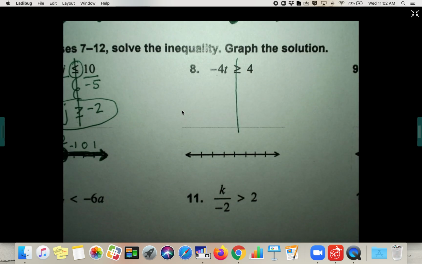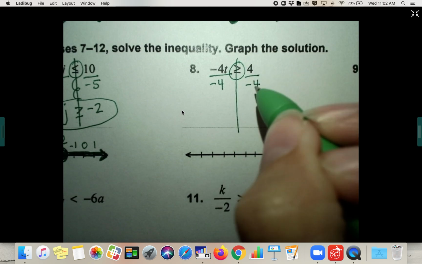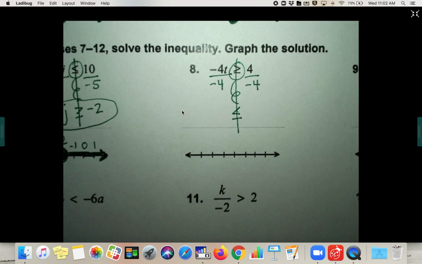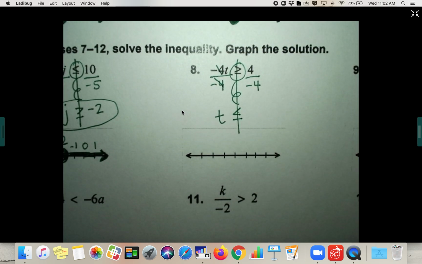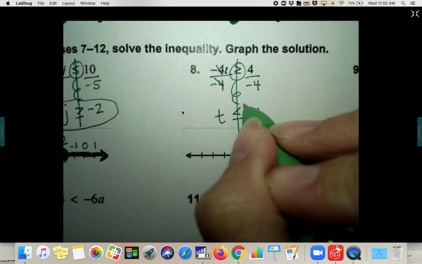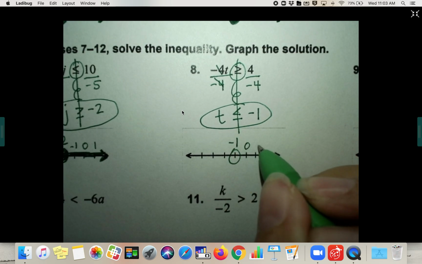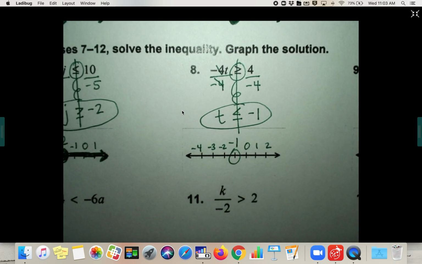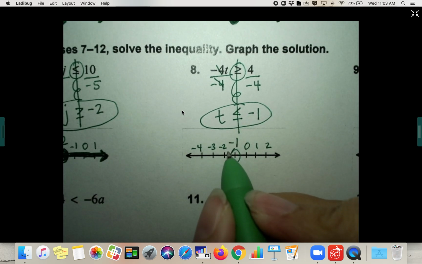T is being multiplied by -4, so we are going to divide by a negative on both sides. That is your chance to grab that symbol and loop-de-loop switcheroo. I'll stop saying that eventually. Flip the symbol. 4 divided by -4, check on your calculator, is -1. So when we go to graph it, 0, 1, 2, -2, -3, -4. When you go to graph it, T is now less than or equal to -1, so less than.